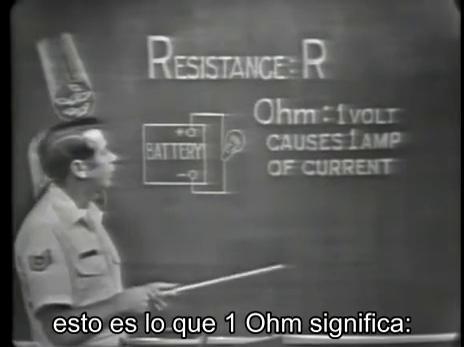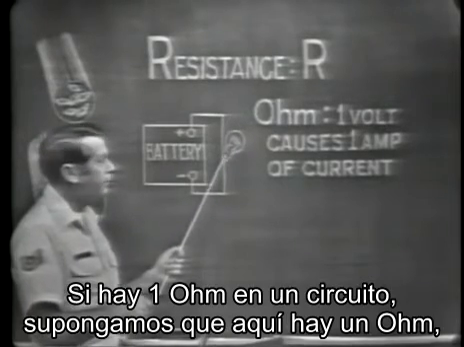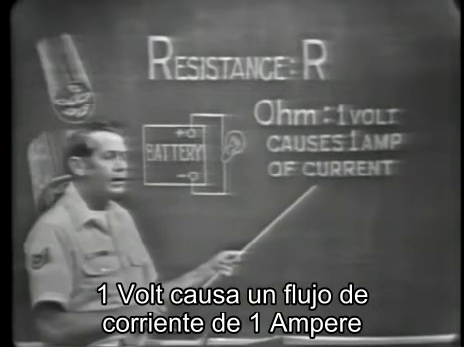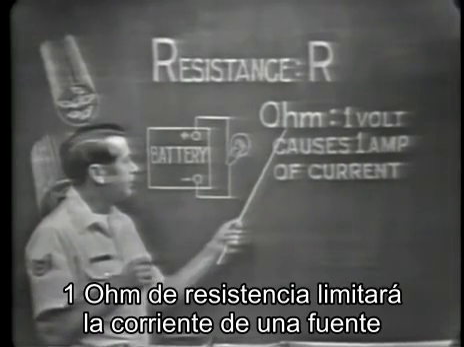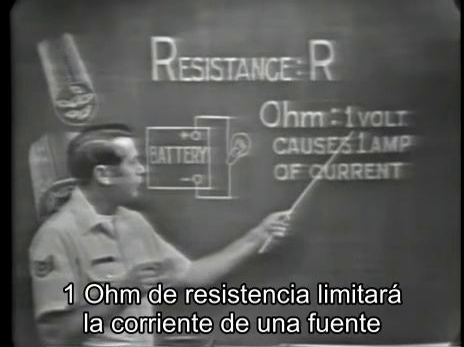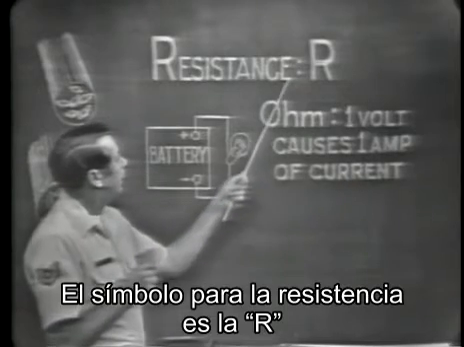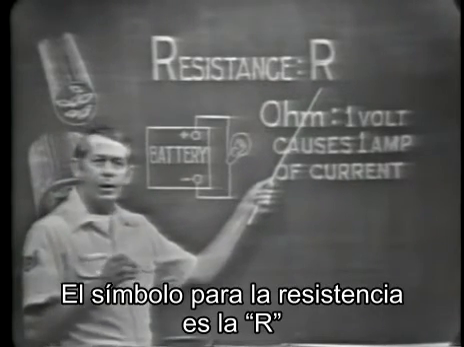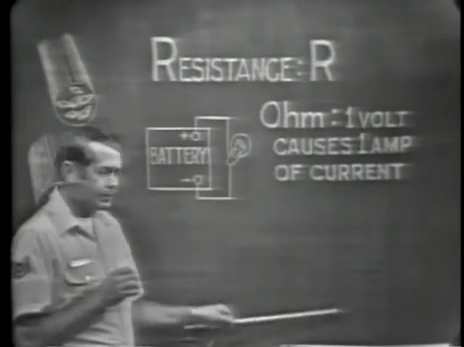Now, here's what an ohm is. If there's 1 ohm in the circuit, 1 volt will cause 1 ampere of current. So remember, 1 ohm of resistance means that it will limit the current from a 1 volt source to 1 ampere. The symbol for resistance is the capital letter R, and remember, it's measured in ohms.